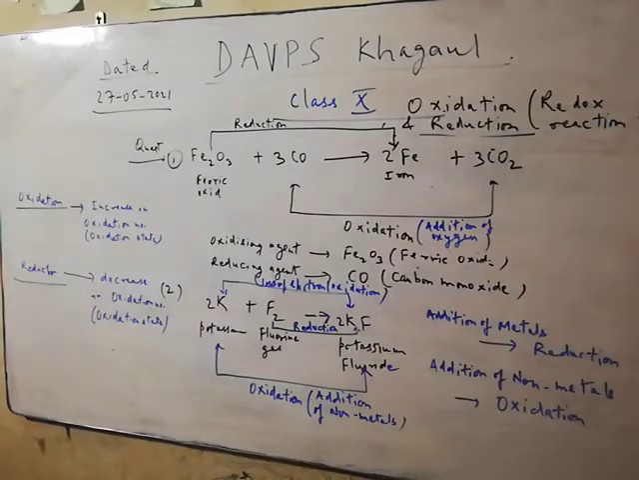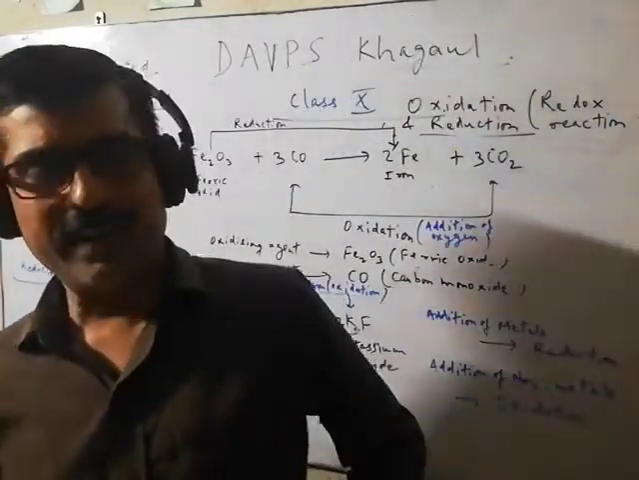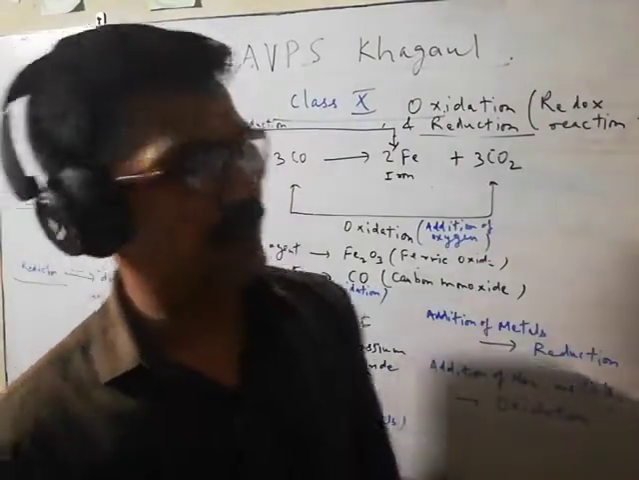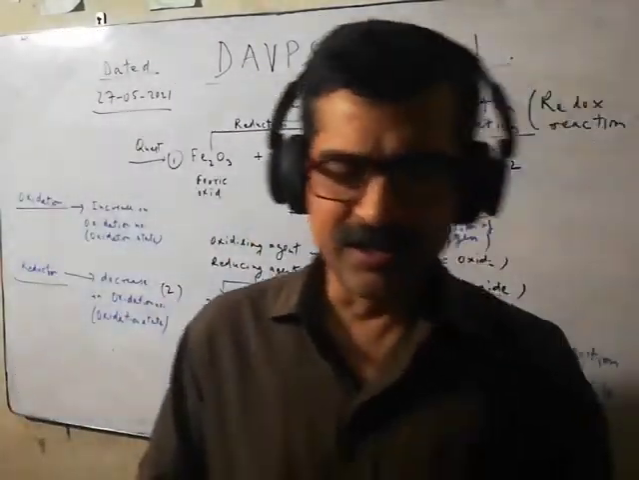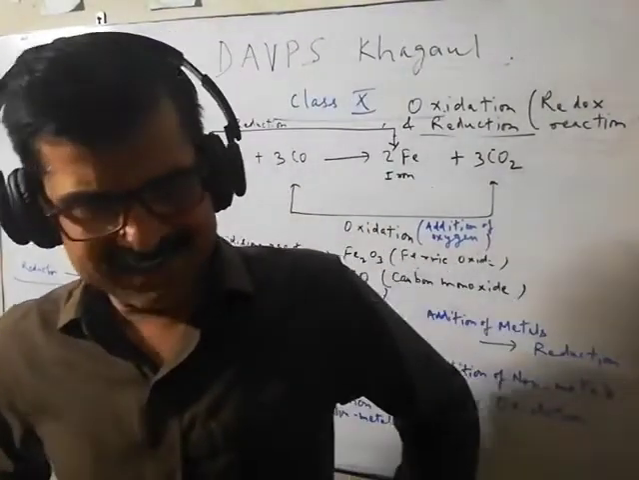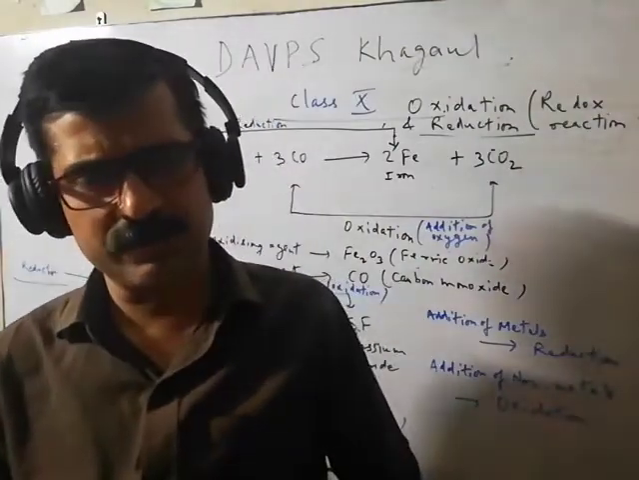Okay, class 10 students, we were going through some reactions, oxidation and reduction reactions, and earlier we decided when a chemical reaction is said to be oxidation and when it is said to be reduction. Today also we will continue with some exercise questions on oxidation and reduction.